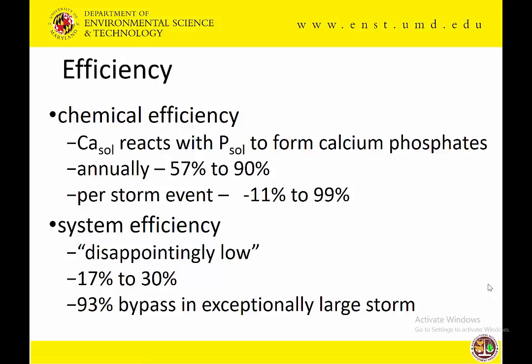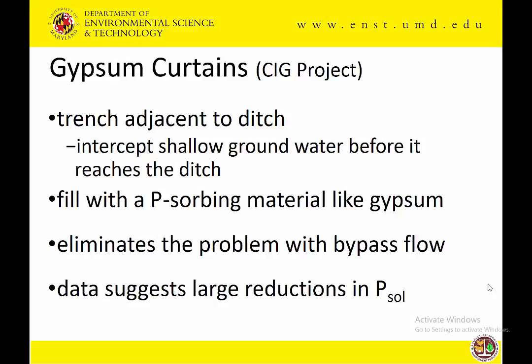And that's because 93% of the water was in bypass flow during exceptionally large storms. So if we're going to use these, they have to be designed appropriately, and we have to understand that they may not do everything all the time, all right, which shouldn't surprise us anyway. So these can work. Not cost shared yet, but that's probably coming.